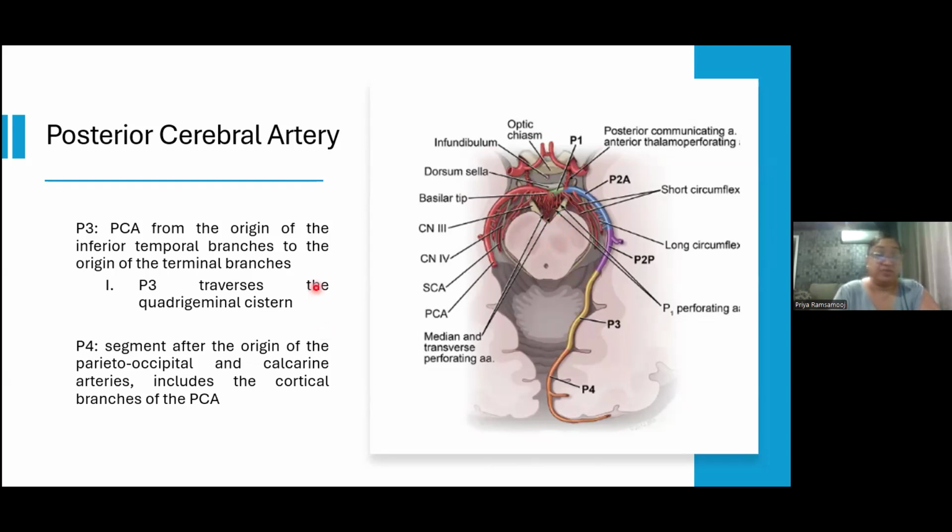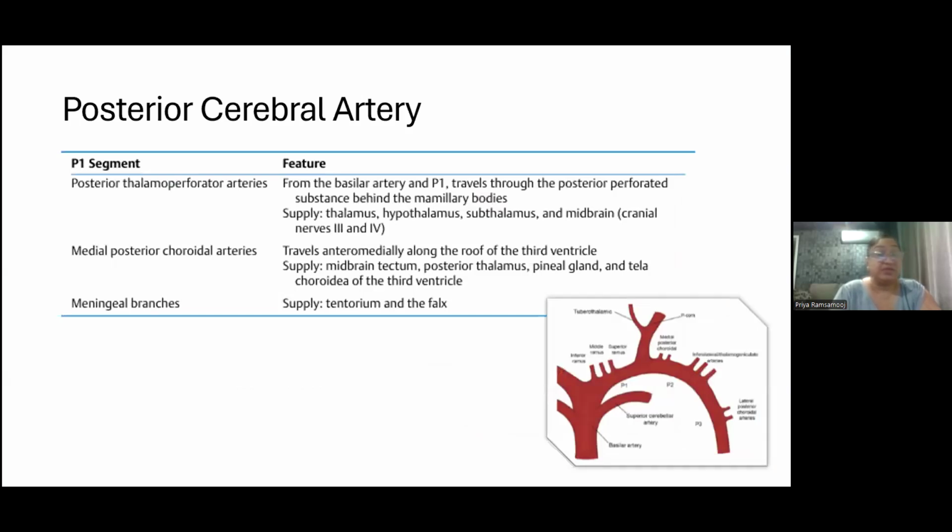Your P3 or your quadrigeminal segment, again, that we saw from the origin of the inferior temporal branches, right? So the origin of the terminal branches. And your terminal branches would be P4, which includes the calcarine and parieto-occipital arteries and your cortical branches there. So we have several tables summarizing these segments and the important features about it, okay? What I want you to remember and take away from your P1 segment, we've explained the branches already, is your medial posterior choroidal arteries, because you also have lateral choroidal arteries. Your medial arteries in particular, they supply the midbrain, the thalamus, the pineal gland, and the tela choroidea of the third ventricle.